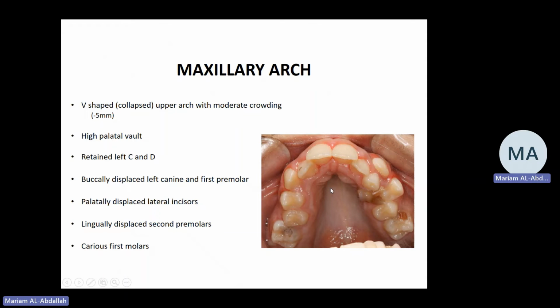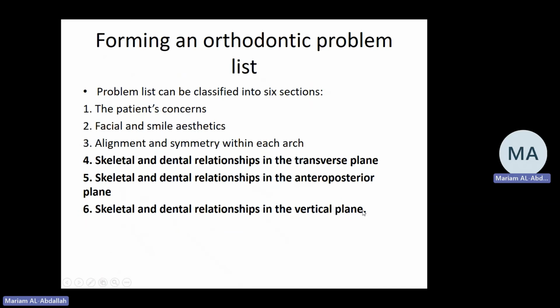The left canine is buccally displaced, and the first premolar as well. There are lingually displaced second premolars on both sides. Both lateral incisors are slightly palatally displaced. And as we said, there are caries on the first permanent molars. Okay, so this is how we describe the alignment of each arch.